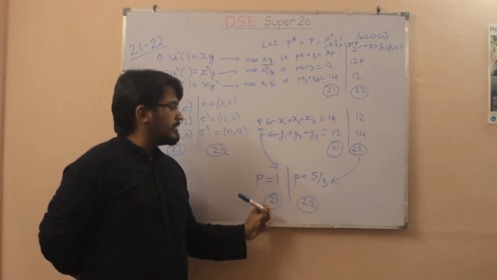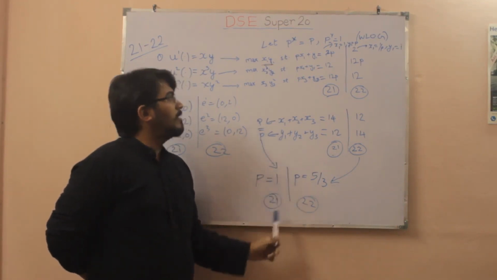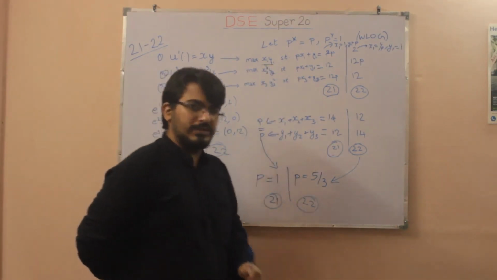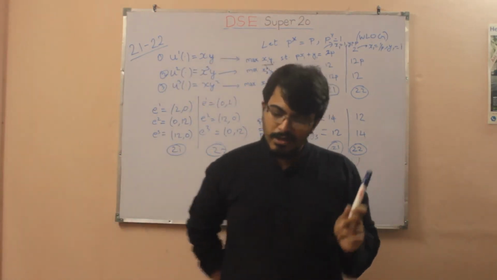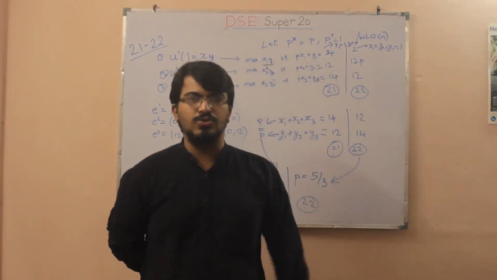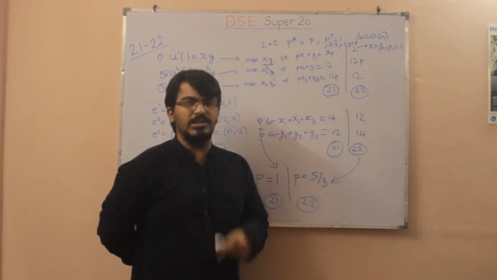In this particular case, for question 21, you will get a price of 1 giving you an equilibrium, and in the case of question 22, it will be a price of 5 by 3. So for question 21, the price ratio is 1, and for question 22, the price ratio is greater than 1.